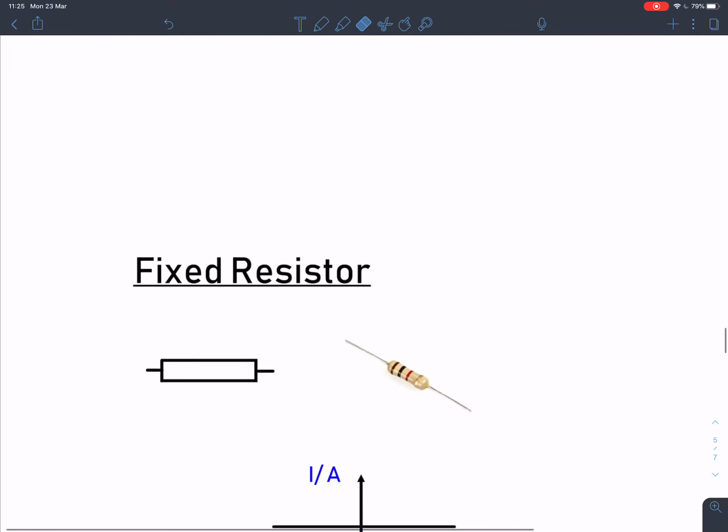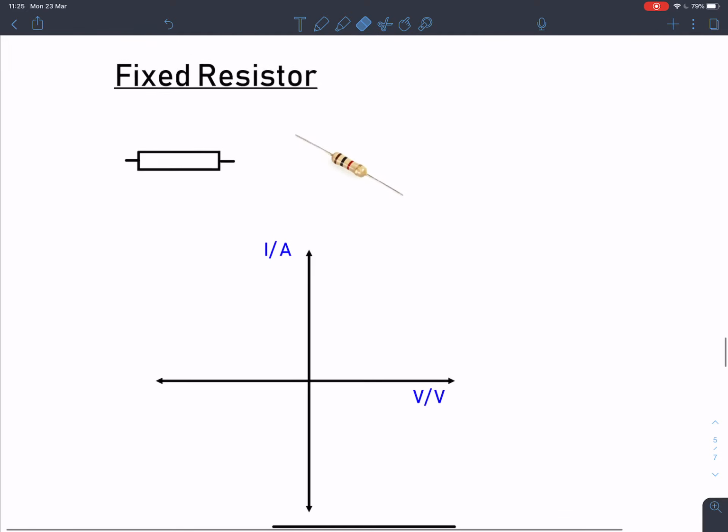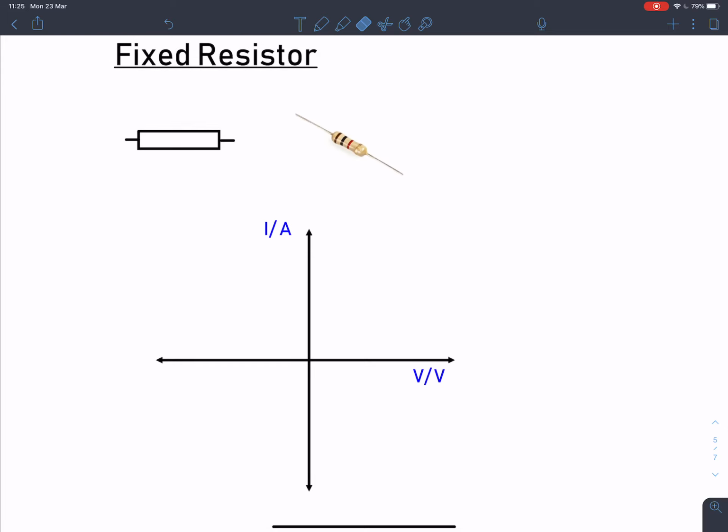So there are three components you need to understand a bit about the current voltage characteristics. The first one is a fixed resistor here. Fixed resistors are often used in electrical circuits. The resistance values are given by the colours of these bands. This one here is brown, black, red, and that will correspond to a certain value. So let's say, for example, this is 50 kilo ohms.